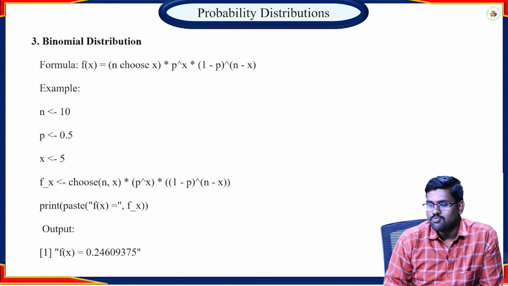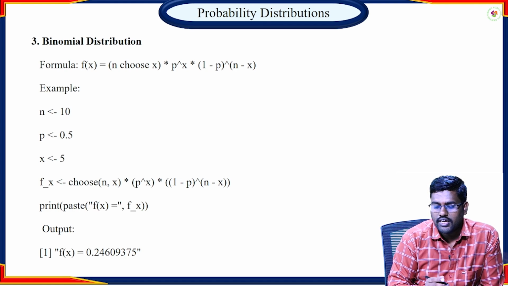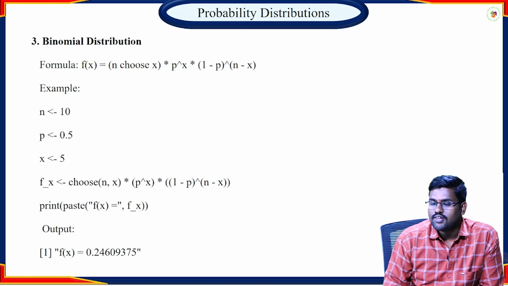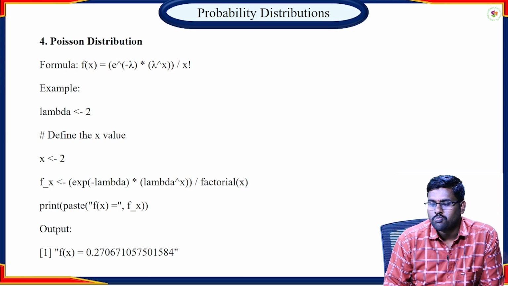So n minus x means the number of cases where x does not occur. We take an example and substitute the given values into the formula to get the particular value and solve the binomial distribution. Next one is Poisson distribution.